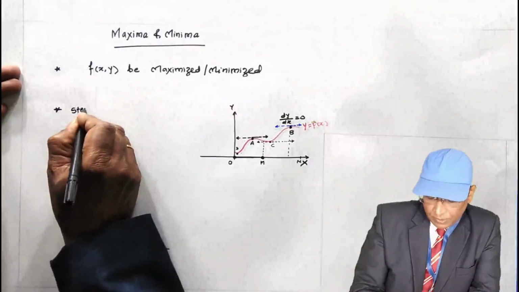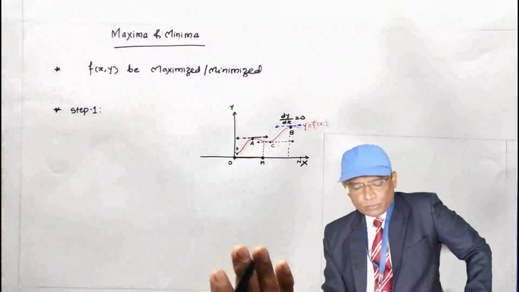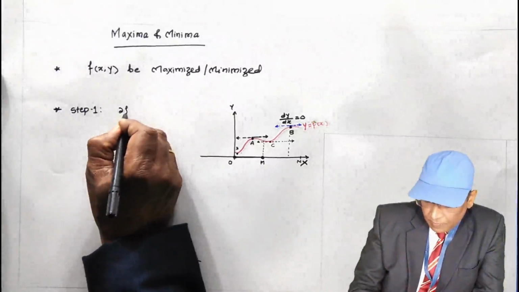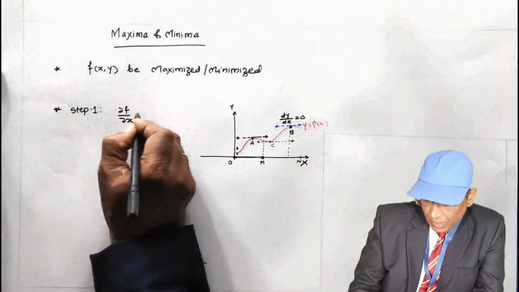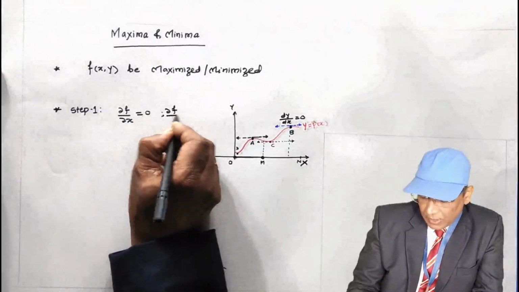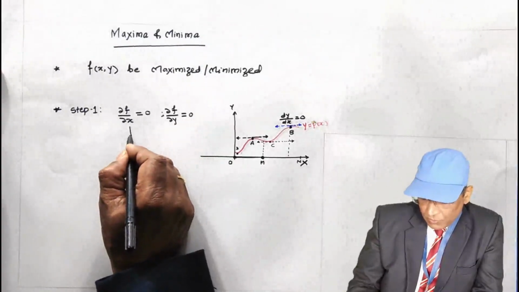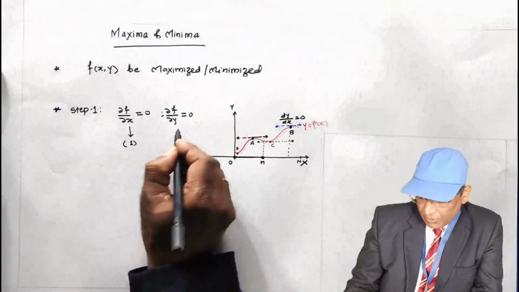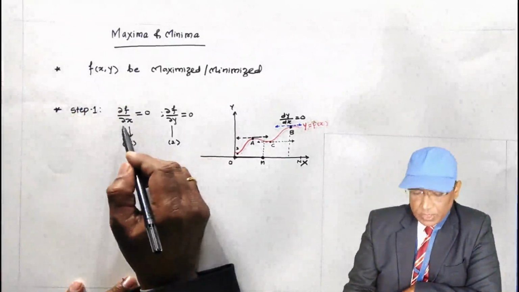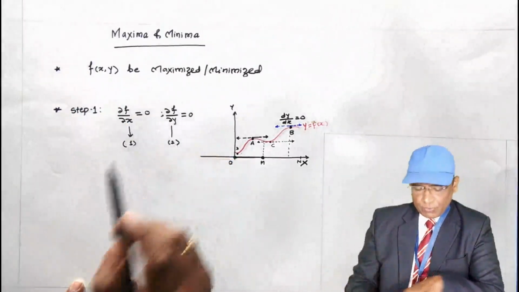Step 1. First step. In the first step, what we have to do? Take the partial derivative of the given function with respect to x and equate it to 0. Take the partial derivative of f with respect to y and equate it to 0. In this way, we have two equations, equation 1 and equation 2.